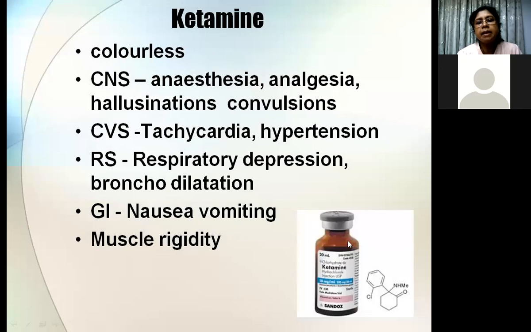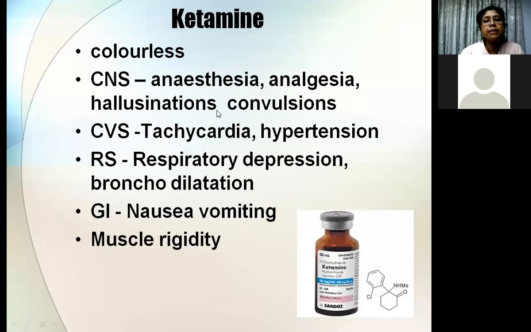Ketamine is a colorless solution, but if you keep it in a white color bottle, it can get destroyed. That is why it's in a brown color bottle, because ultraviolet light can destroy the drug constituents. And it's stored in the fridge at a certain temperature. It causes anesthesia, analgesia, hallucinations, and convulsions.